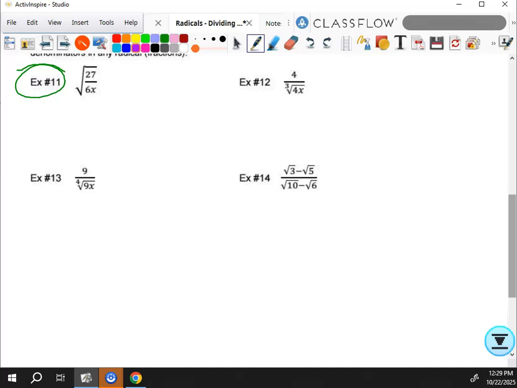This is how you simplify it. Yep, and then split it into 1 on the top and 1 on the bottom and go from there. You got it?